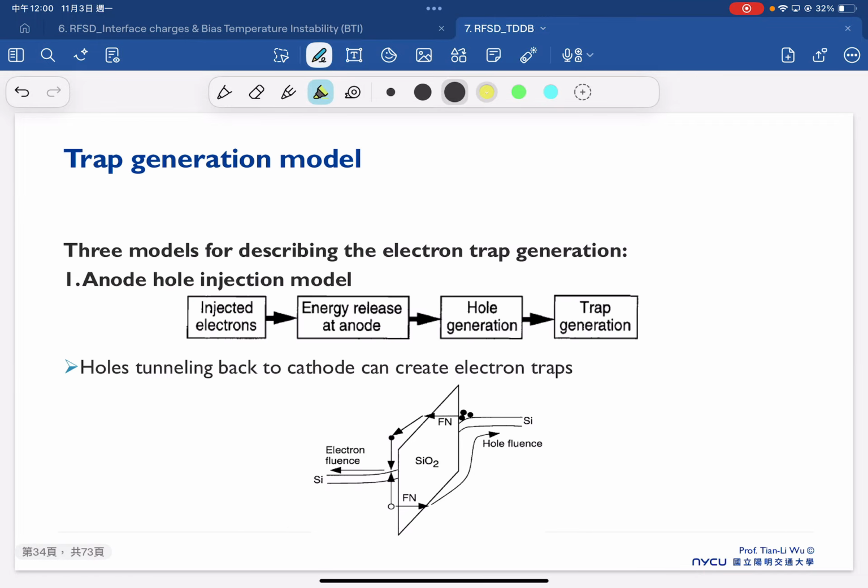So there are several models to describe electron trap generation. The first one is what we call the anode hole injection model, which we have already discussed. First, we have the FN tunneling, and second, reaching this region, we have the energy release. Because the energy is so high, there's hole generation. And then the holes come back, and the holes tunneling back create the electron traps.